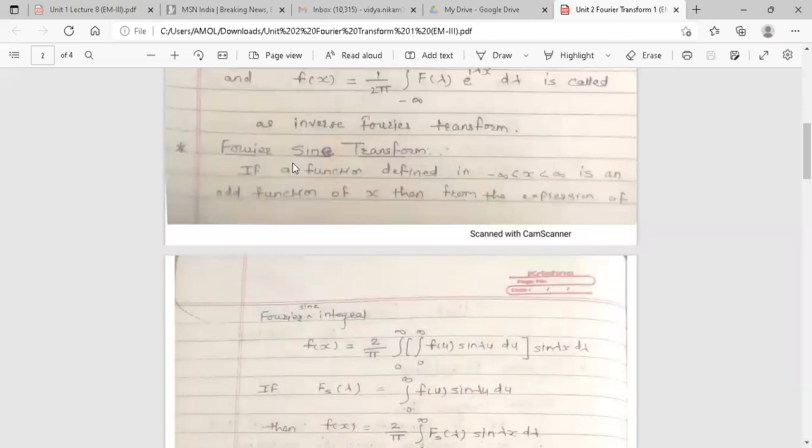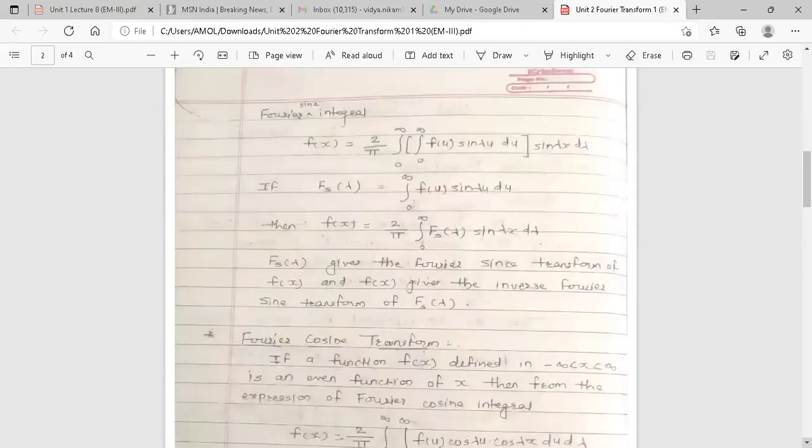Now Fourier sine transform. Next term is Fourier sine transform. If a function f of x is defined in the interval minus infinity to infinity and it is an odd function of x, then from the expression of Fourier sine integral, the formula to find the Fourier sine transform is F s of lambda, where suffix s is for sine transform, equal to integration from 0 to infinity of f of u sine lambda u du.